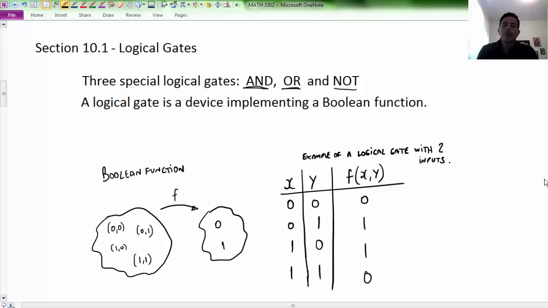Hello. Today we're going to talk about logical gates. That's a topic in chapter 10 in our textbook. Logical gates are implementations of Boolean functions.